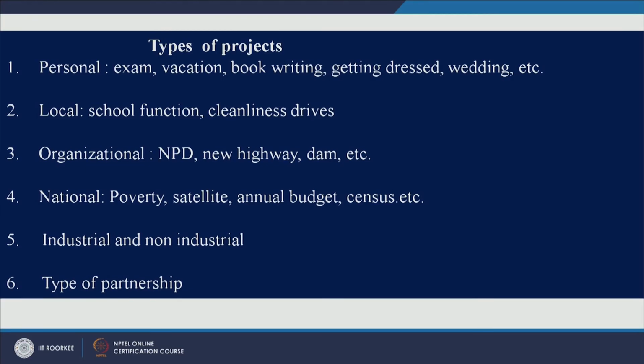You can have industrial and non-industrial projects. So, this is quite simple. Then you have got projects on the basis of type of partnership. You can have a single proprietorship, a partnership, a private limited company. You can have sometimes a pure government project, a private project, a PPP mode project and so on. So, on the basis of partnership also you can have projects.